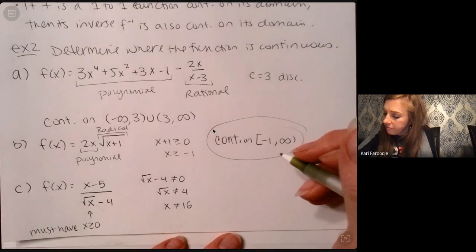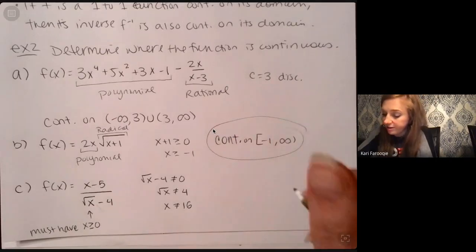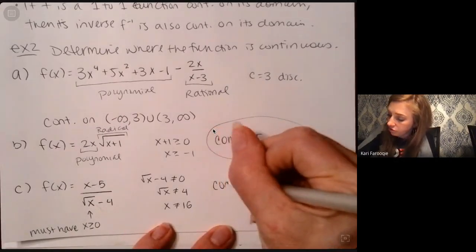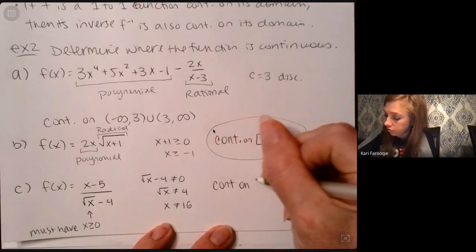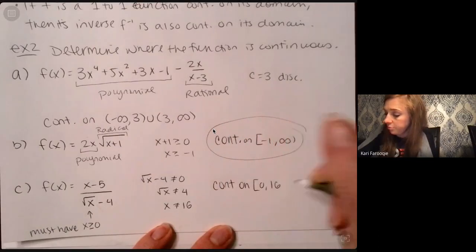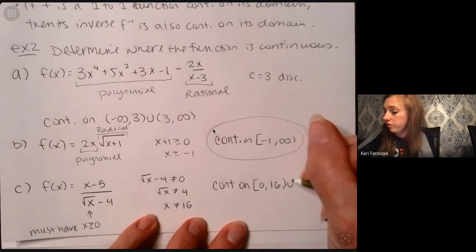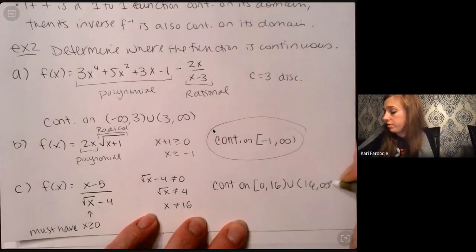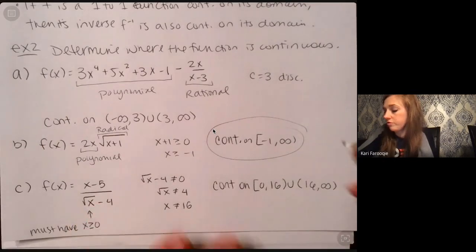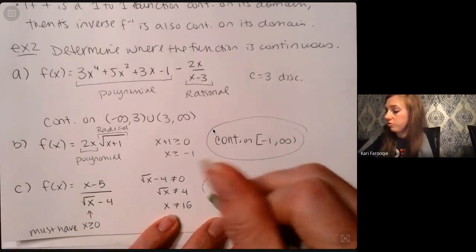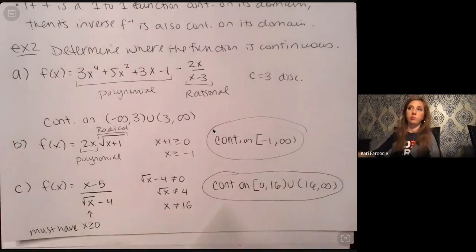So let's go ahead. We'll start at 0, and we'll say that our function is continuous on the interval from 0 up to 16. And then remember, once we get to 16, we need to exclude that value, because it's going to cause the denominator to be 0. So we had 2 issues here. One of them was that you didn't want the denominator to be 0. The other was that you didn't want the radical to be taken with a negative radicand.